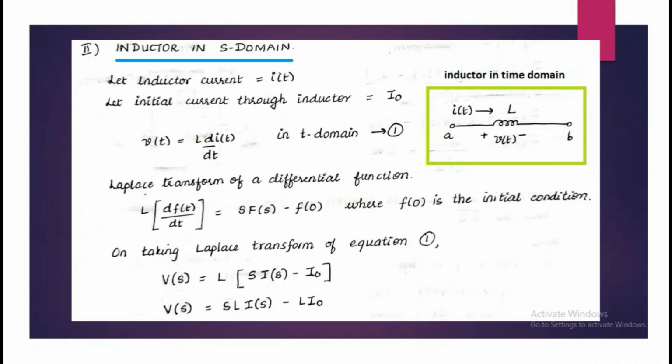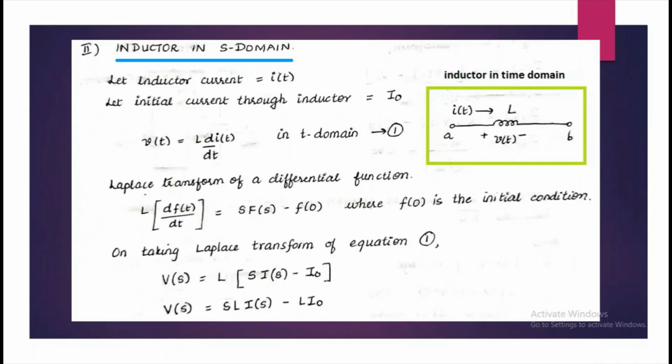By taking the Laplace transform of a differential function, the Laplace transform of df(t)/dt is equal to s times F(s) minus f(0), where f(0) is the initial condition. So this can be applied to equation 1.